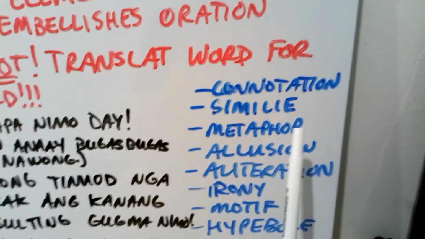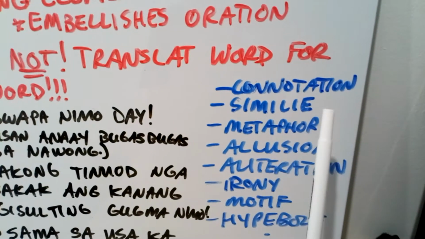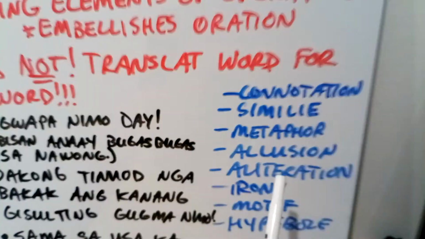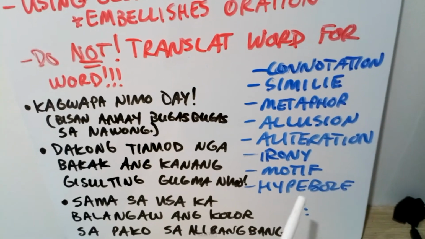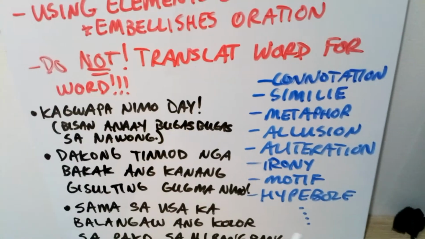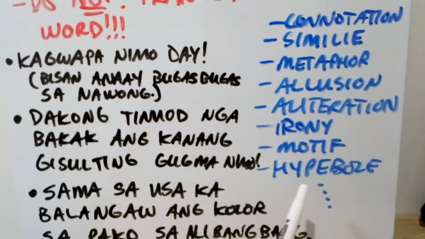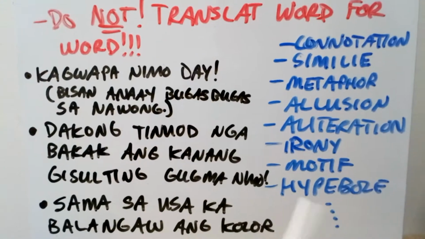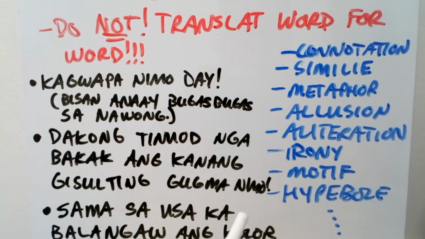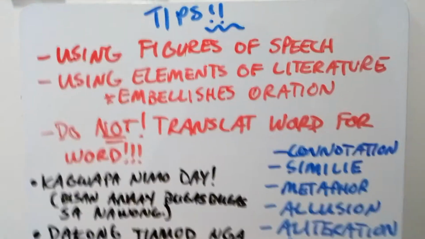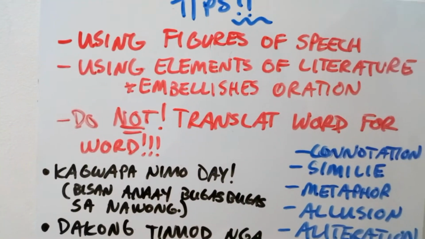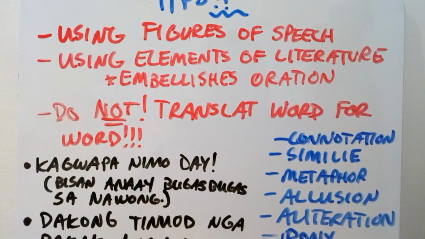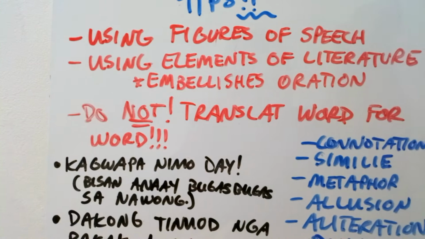So on the list here, I have things like connotation, similes, metaphors, allusions, alliteration, irony, motifs, hyperboles, and the list goes on and on. It's not an exhaustive list. It's just a few words from figures of speech and elements of literature that can help you, I guess, sound more like a fluent speaker.